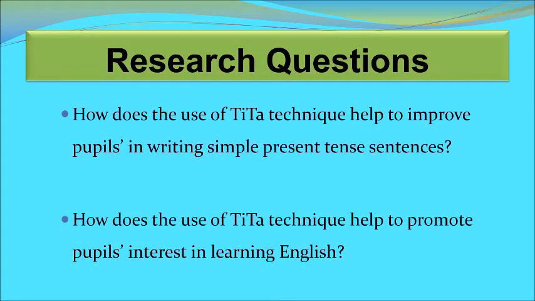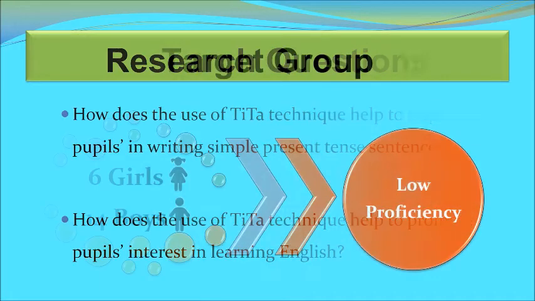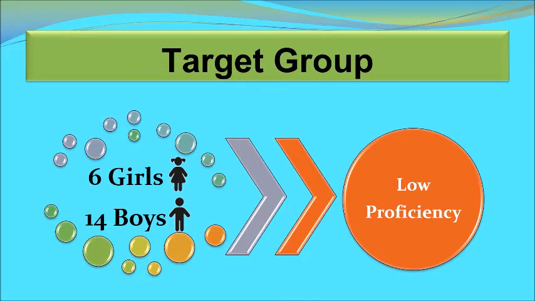My objectives are to use the TiTa Technique to help improve pupils' writing of the simple present, and to promote pupils' interest in learning English. My target group is 20 pupils of Year 5. There are 6 girls and 14 boys. All of them have low proficiency in English, especially in writing.